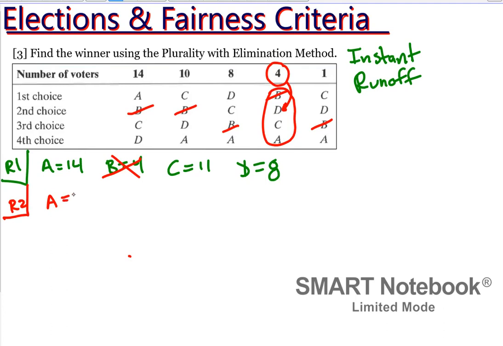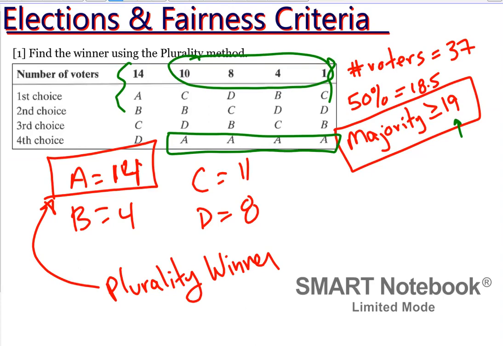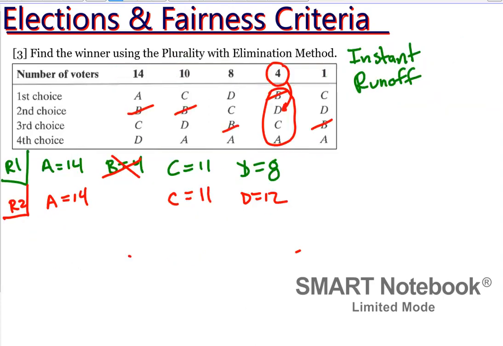So round 2, A still has 14 because it didn't earn any votes from a candidate dropping out. Candidate C still has 11, didn't earn any votes from a candidate dropping out. But candidate D now has 12 because it earned 4 votes when B was cut from the election. And I'm just going to drop back to our first example. We see that a majority is 19 or more. This is the same example. We're working it over and over. So we need to keep going until one of the candidates has 19 or more votes. No one has that.